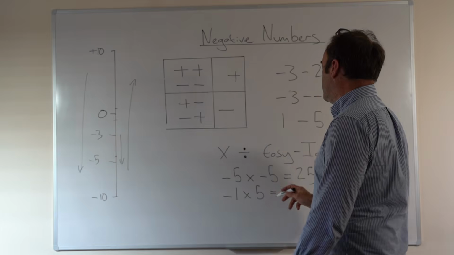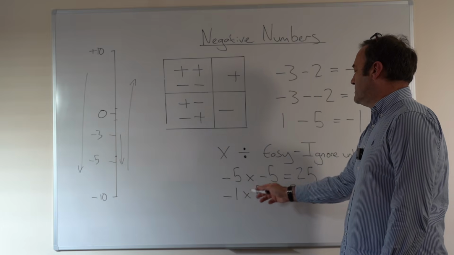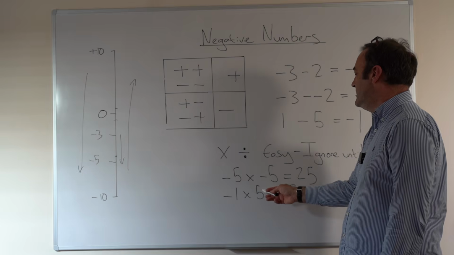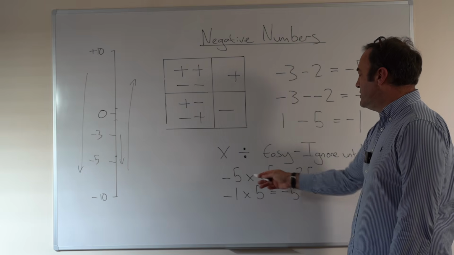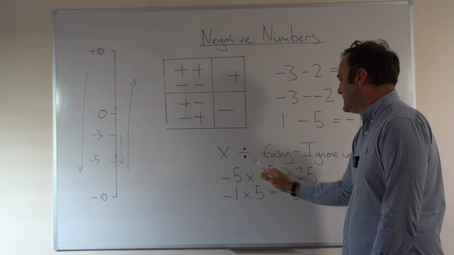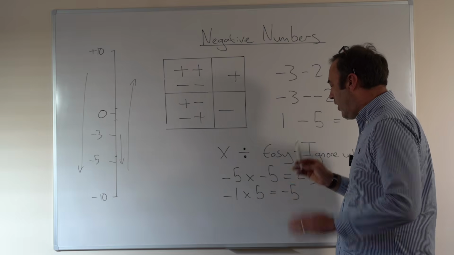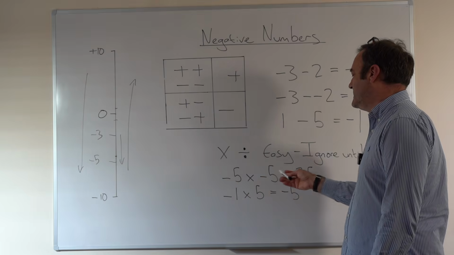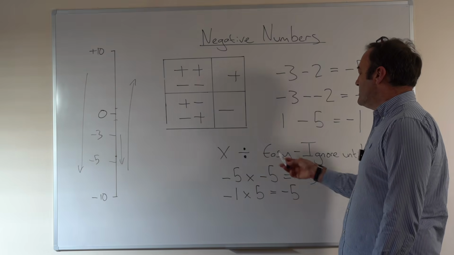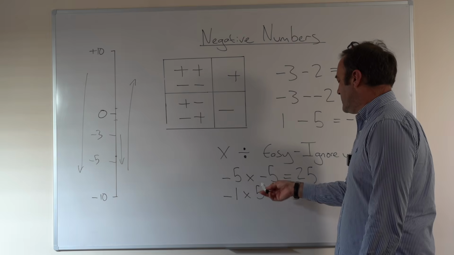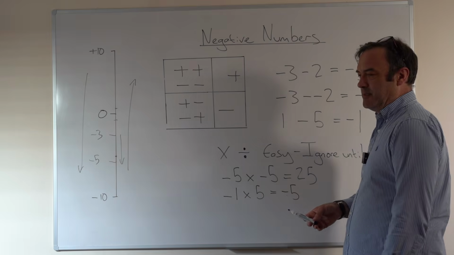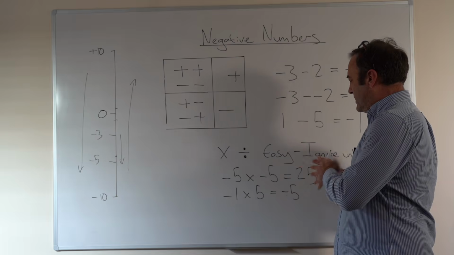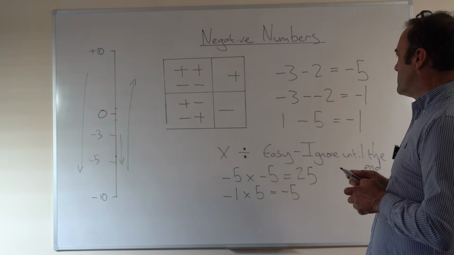But if you have something like minus 1 times 5, that's negative and that's positive, so the answer is going to be negative at the end. So you do the sum, ignoring the positive or negative values, you get the result, then you apply the rule after when you multiply and divide. So 1 times 5 is 5, but then we look at the rule. You've got a negative and a positive, so the answer's got to be negative. So you ignore the signs, do the sum, and then apply the rule right at the end, which is a bit different to add and subtract.